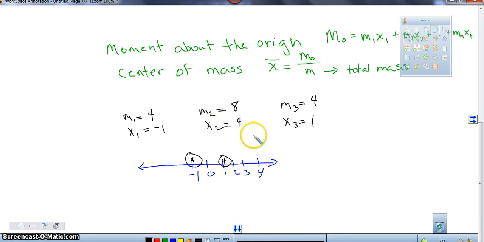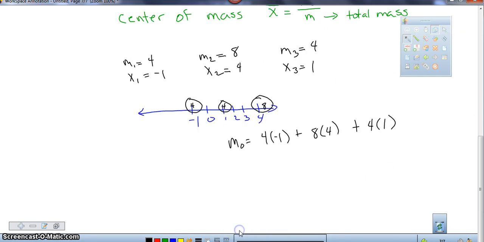And at positive 4, there's an 8. So let's start by finding the moment about the origin. I'd have 4 times negative 1 plus 8 times 4 plus 4 times 1, and I'd add those up and I'd get 32, which would make sense that these would zero out, because if I just had those two there, then that would be at 0. So the moment is 32.